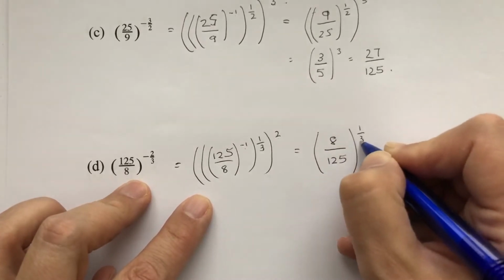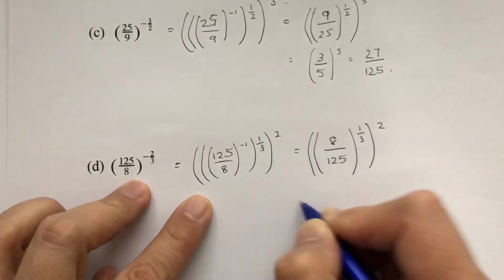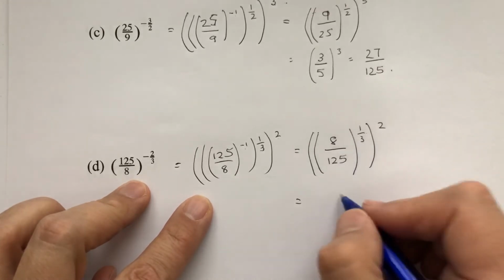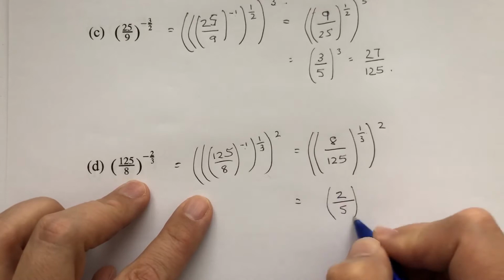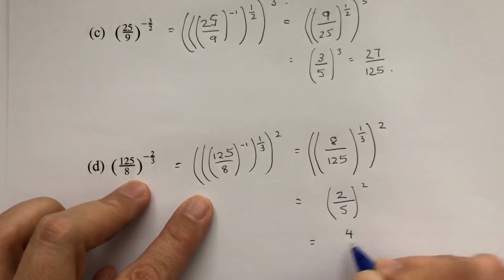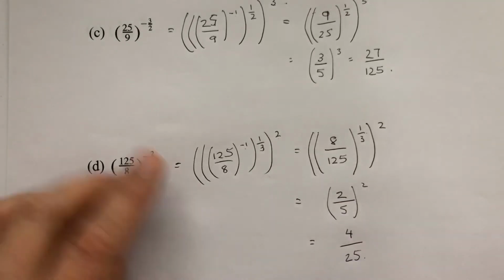to the power of a third, squared. Power of a third is cube rooting, cube root of 8 is 2, cube root of 125 is 5, square that, and we get 4 over 25.